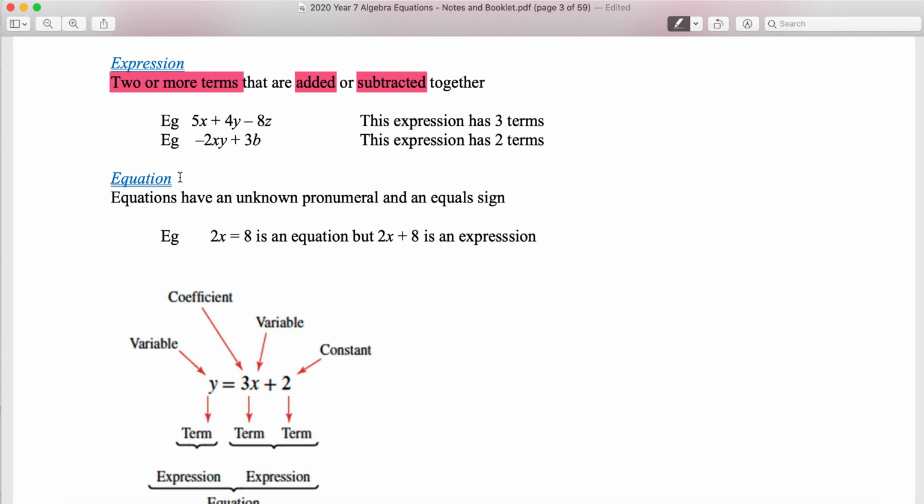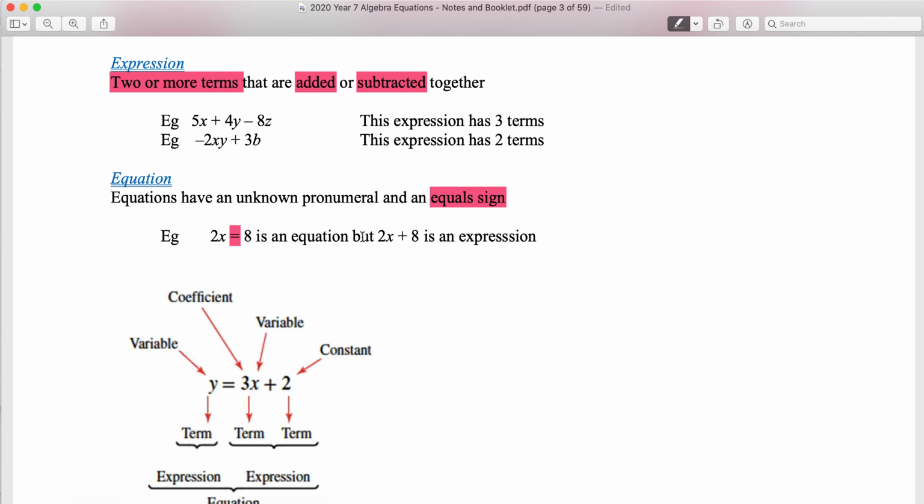Then we have equations. Equations have an unknown pronumeral and an equal sign. So what distinguishes an expression from an equation is that equal sign. We have an example here: 2x, which is only one term, equals 8. Okay? So here we have 2x equals 8 is an equation, but 2x plus 8 is an expression.